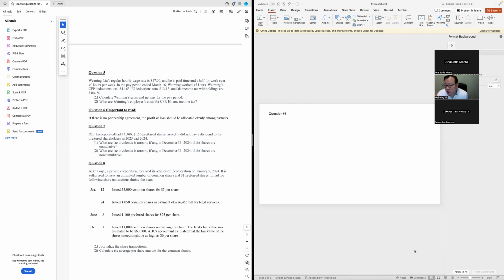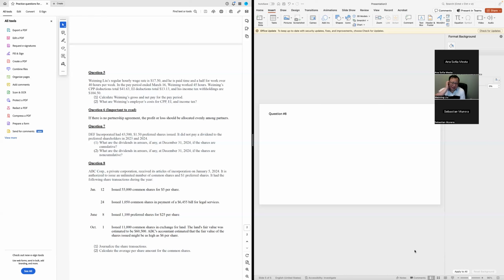It is authorized to issue an unlimited number of common shares and preferred shares with $1 dividends per share. It had the following share transactions during the year. January 12th, issued 55,000 common shares for $5 per share. January 24th, issued 1,050 common shares in payment of a $6,450 bill for legal services.